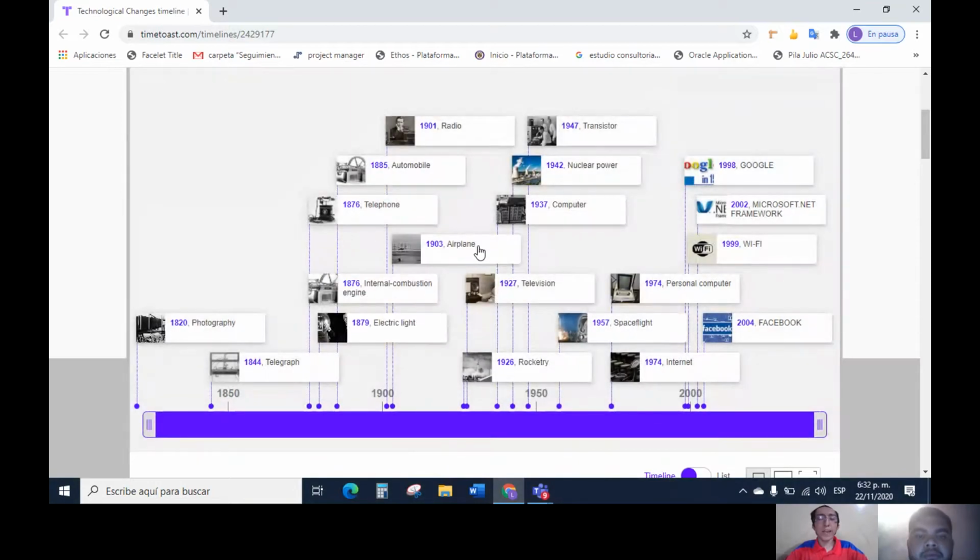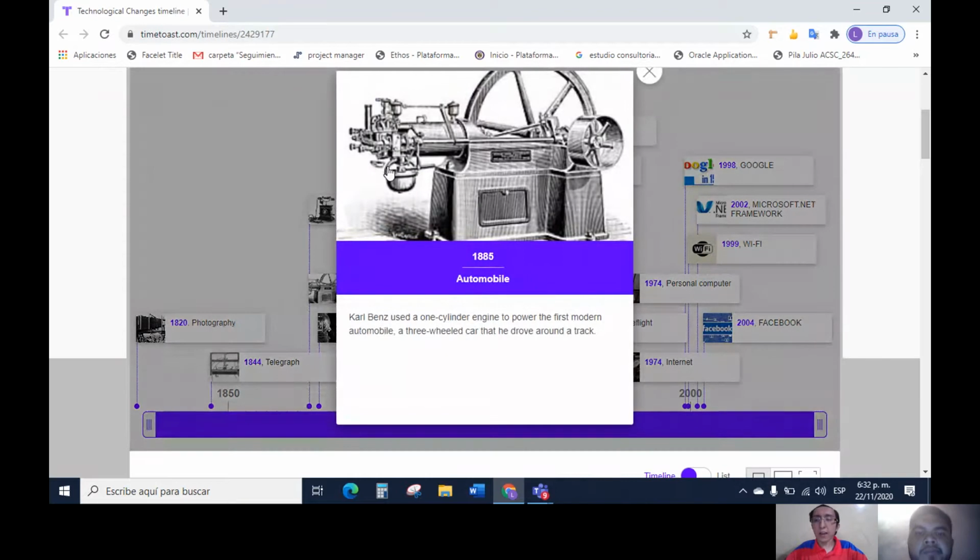In 1885, Carl Benz invented the automobile. Carl Benz used a one-cylinder engine to power the first modern automobile, a three-wheeled car that he drove around a track.